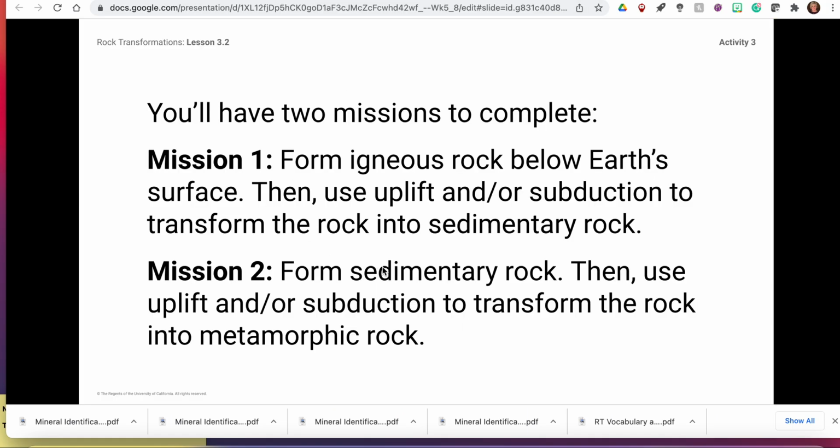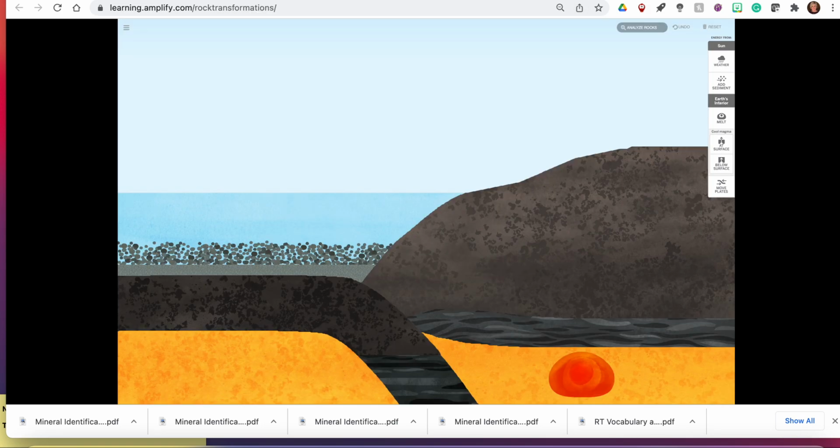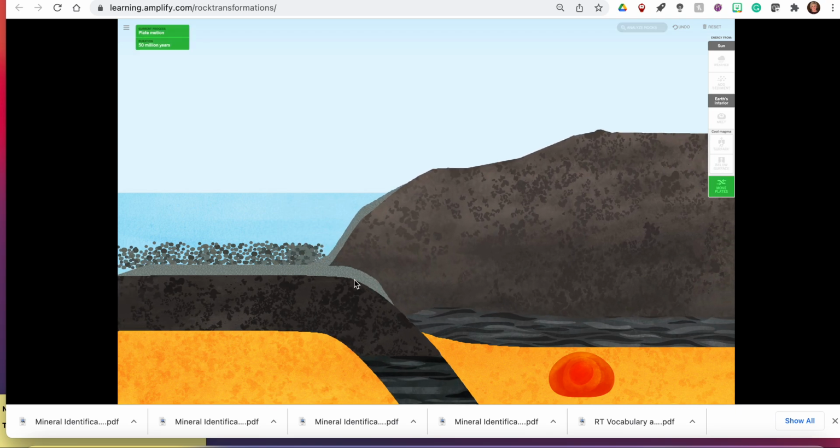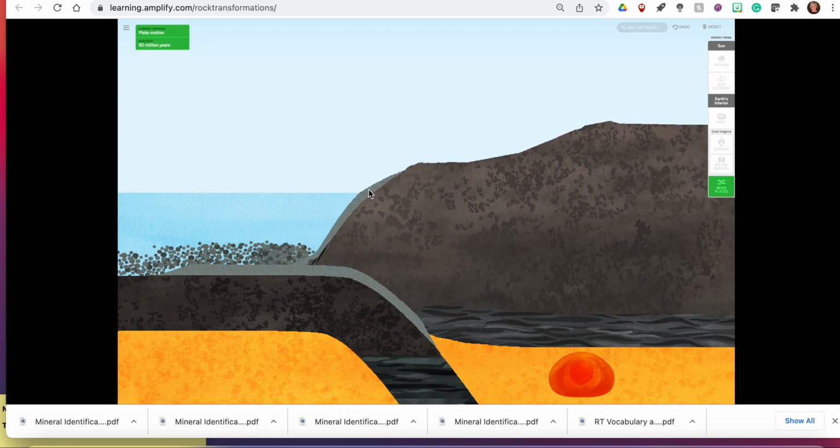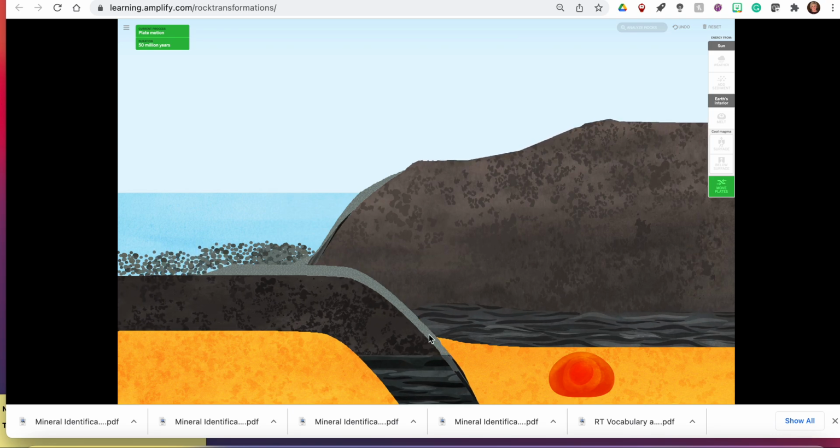I'm supposed to take that sedimentary rock, and should I use uplift or should I use subduction to transform the rock into metamorphic rock? Well, I know metamorphic rock takes place below the surface of the earth, so I need to use subduction to bring that down. So let's go ahead and move the plate boundaries. And I do see some things going up, but we absolutely use subduction.